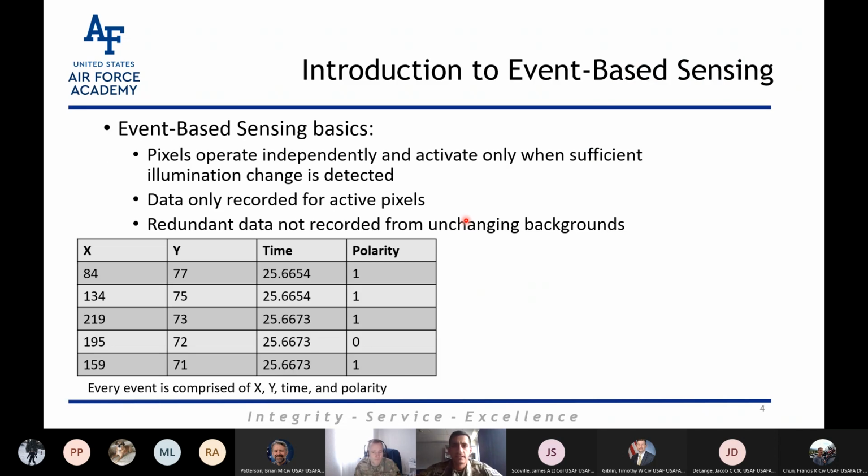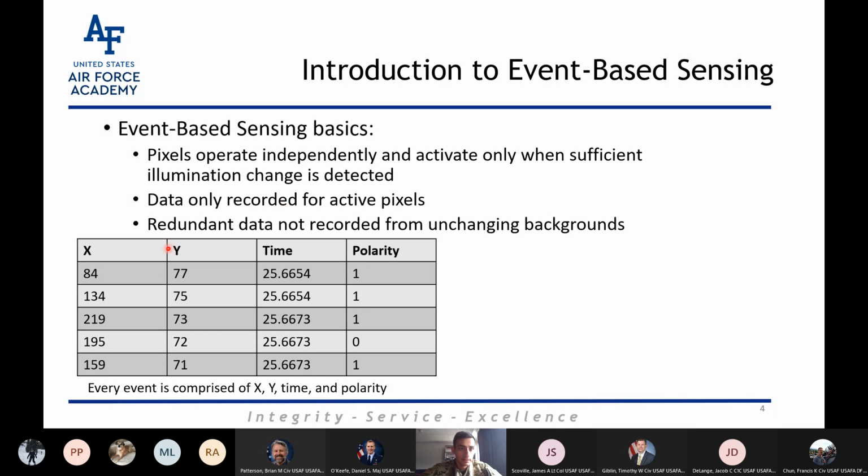So, an introduction to event-based sensing. What is it exactly? Pixels operate independently and activate only when there is a set percent change in the threshold, which is not a set value. It operates on a log scale, which is a percent of the current value. What we find with event-based sensors is that data is only recorded for active pixels. You only pick up pixels that are changing. So essentially we're not collecting redundant data from unchanging backgrounds.